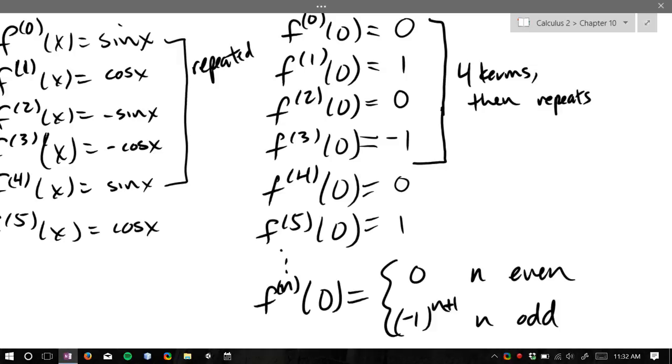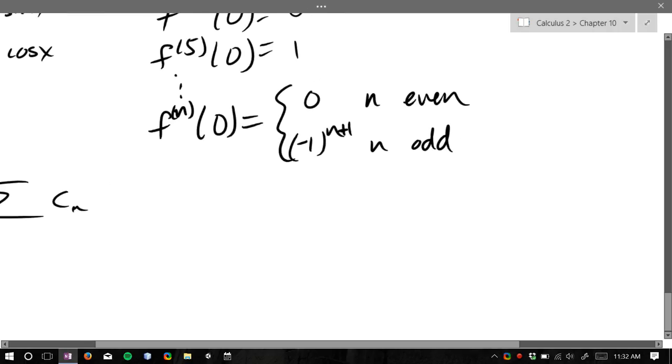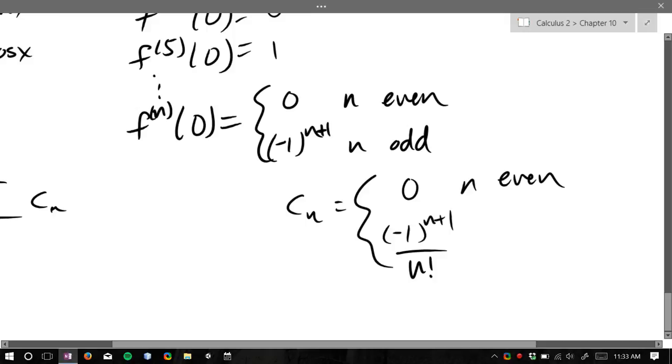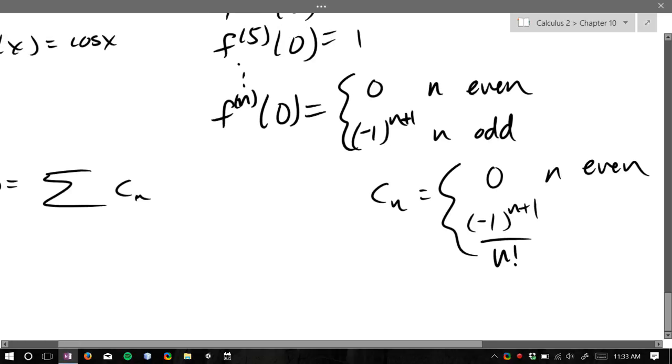With that one, it's a little weird because half of our terms are going to be 0. So half of them are going to be missing. So we're going to do something when we write the actual summation down. So I'm just going to rewrite the Cn. Oh, we actually need to write Cn now. So Cn is going to be 0 if n is even. If n is odd, it's going to be the original, negative 1 to the n plus 1 divided by n factorial. It's that f^(n)(0) divided by n factorial. So that is our Cn right there, and that's for n odd.